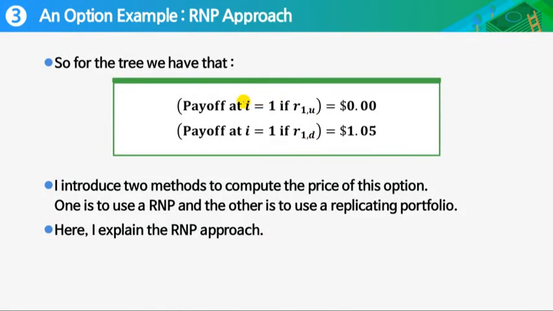Right? So in the tree we have, at i equals 1, if interest goes up, the payoff is 0, and if interest goes down, the payoff is 1.05. So we introduced two methods to compute the price of this option. One is to use RNP, which we just did. The other is to use a replicating portfolio. Here, we just explained the RNP approach, and in the next class, we use the alternative approach, the replicating portfolio.